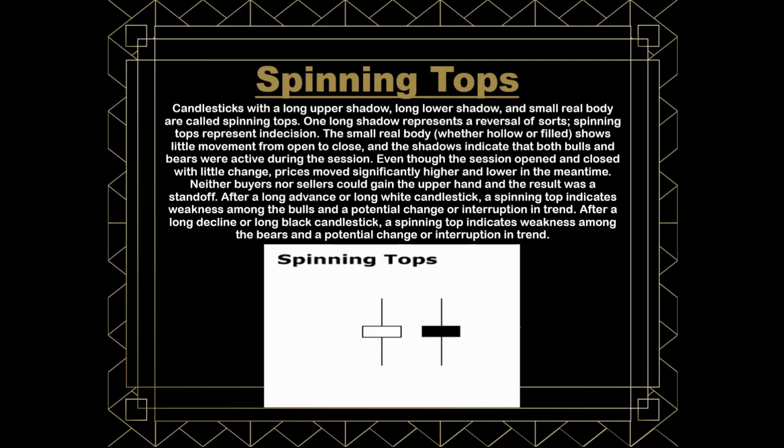After a long advance or long white candlestick, a spinning top indicates weakness among the bulls and a potential change or interruption in trend. After a long decline, a long black candlestick, a spinning top indicates weakness among the bears and a potential change or interruption in trend. You can also look at spinning tops as dojis, which we will get to in a moment, but just think of spinning tops as indecision. It's a draw between the bears and the bulls. Nobody was able to win that candlestick.